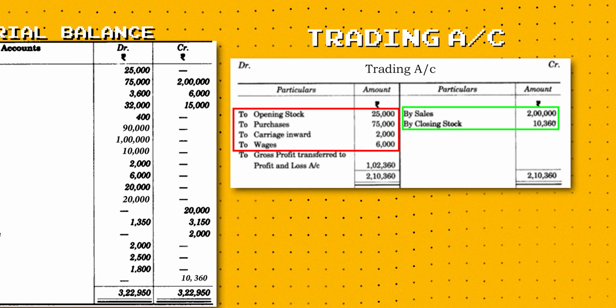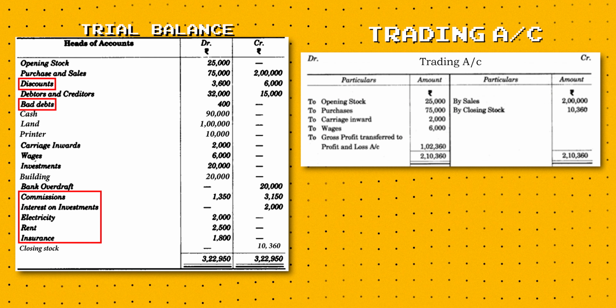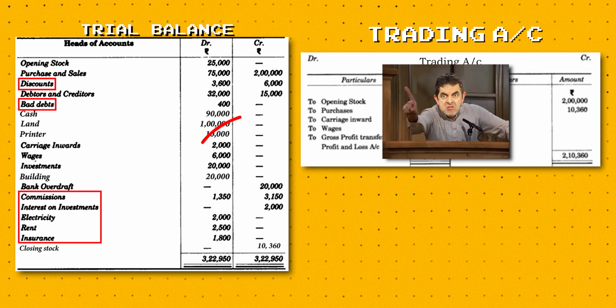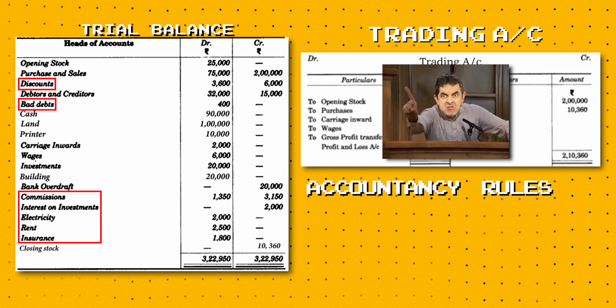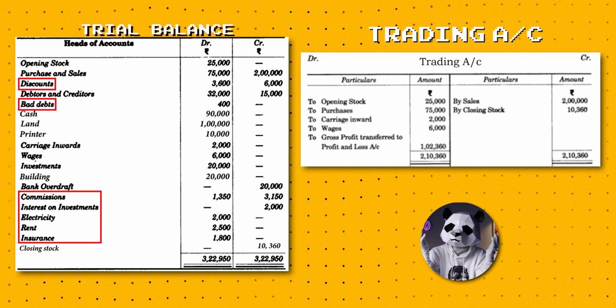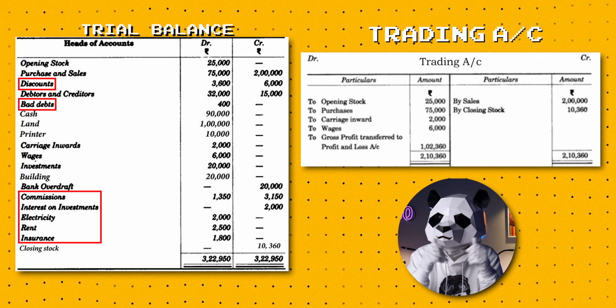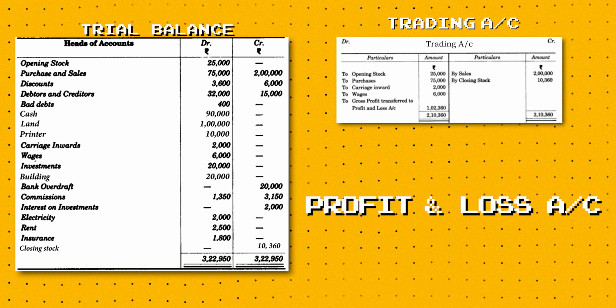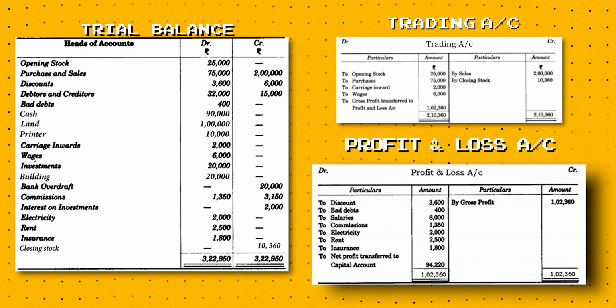But this was not the end. We still had many expenses which we are not supposed to write in the trading account because accountancy rules do not allow that. So this particular category of expenses was written in a new account called the profit and loss account, which looked just like this.